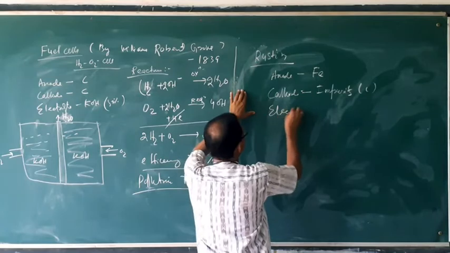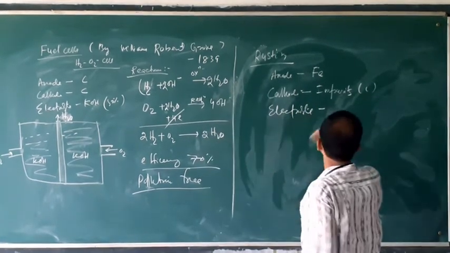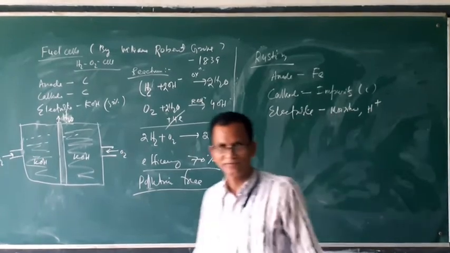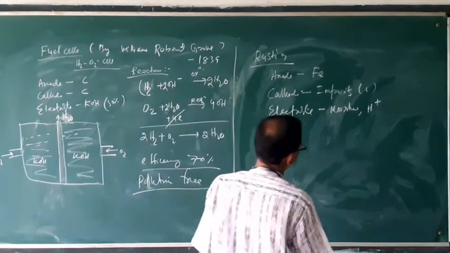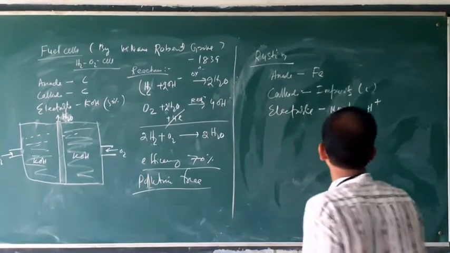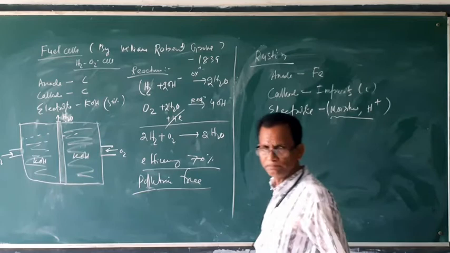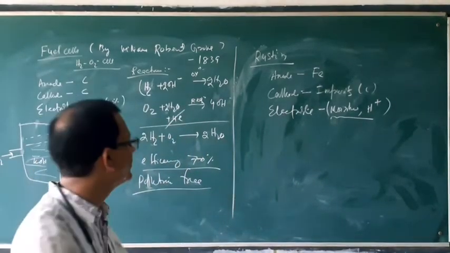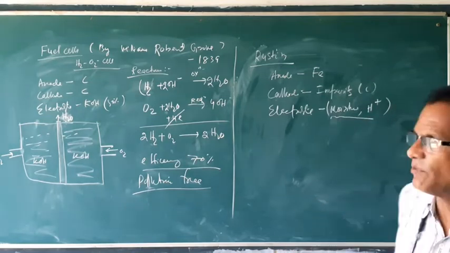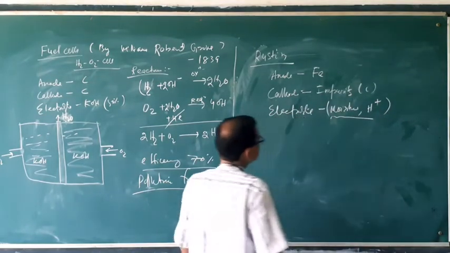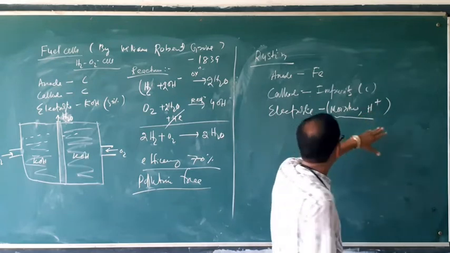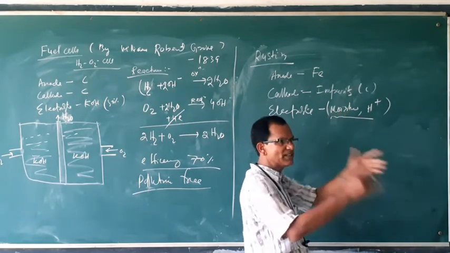And an electrolyte is also required. The electrolyte is moisture, acidic water, with H plus ions present. That means acidic moisture acts as an acidic medium, because rusting takes place in an acidic medium. Where is H plus produced? H plus is produced from acidic gases in the atmosphere: carbon dioxide, sulfur dioxide, nitrogen dioxide. Oxides of carbon, sulfur and nitrogen produce H plus. So H plus and moisture make it acidic.